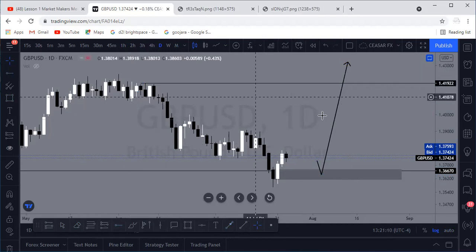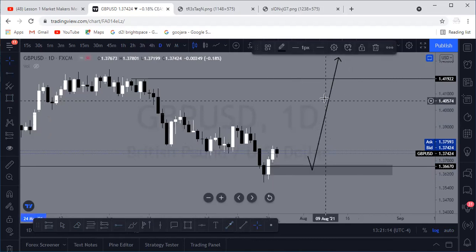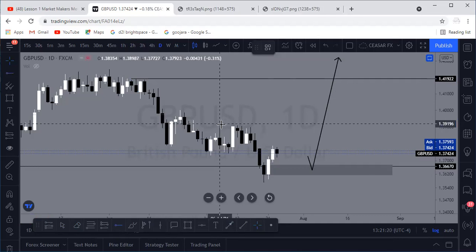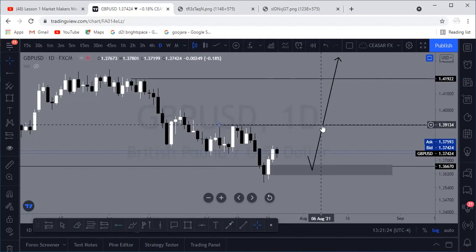Now if you're taking this trade according to this order block, we have to take your profit here, or maybe, if you are not brave enough, you must take your TP here. Or you must take some partials. You must take some or half of your profit here.